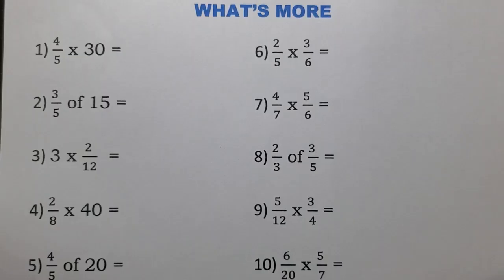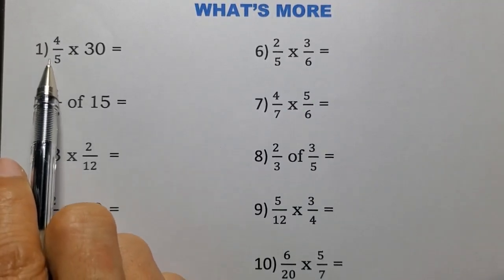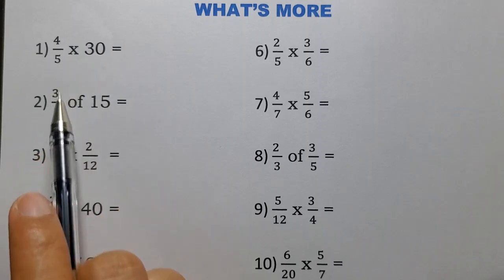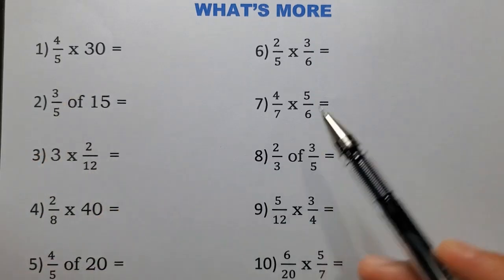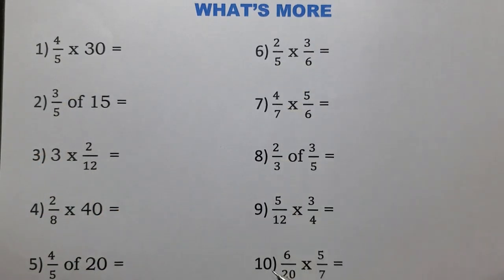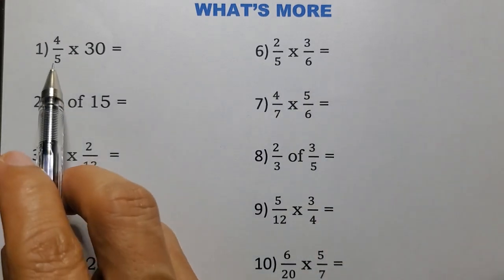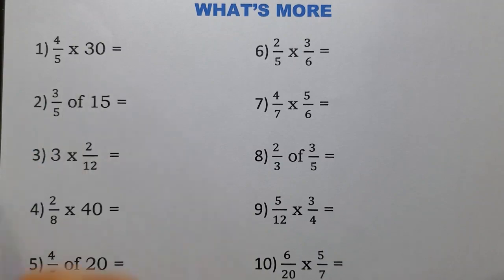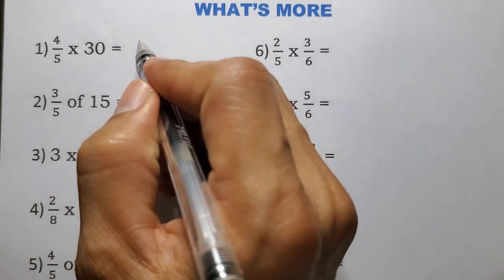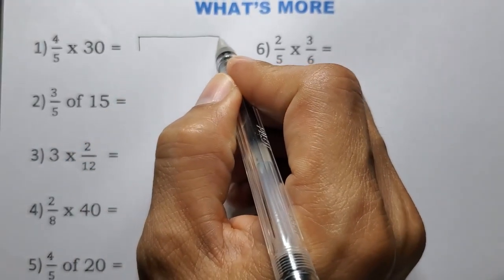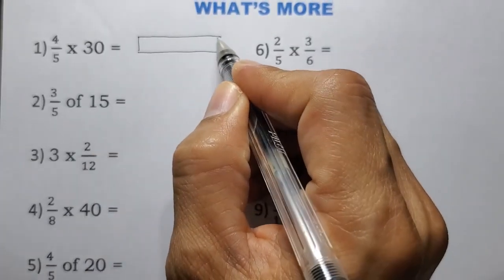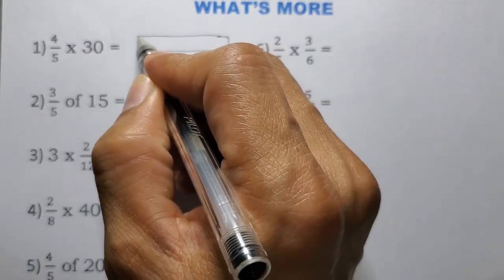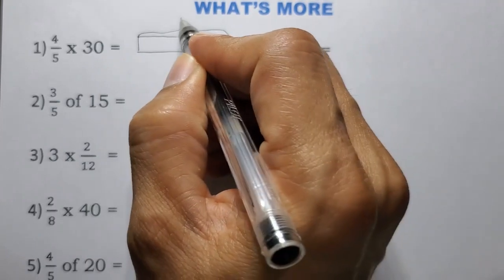This time, let us answer what's more. In our what's more here, if you notice, our fraction here is multiplied by a whole number for items number 1 up to number 5, but for number 6 up to number 10, these are fractions multiplied by another fraction. So when you say 4/5 of 30, then all you have to do, for example, you could write it using a model. Of course, for example, this block here represents 30.